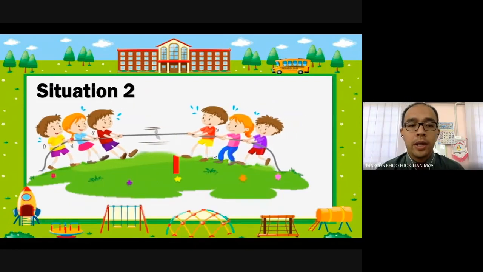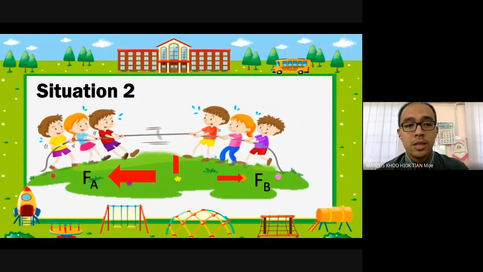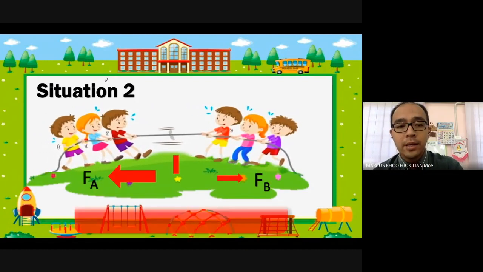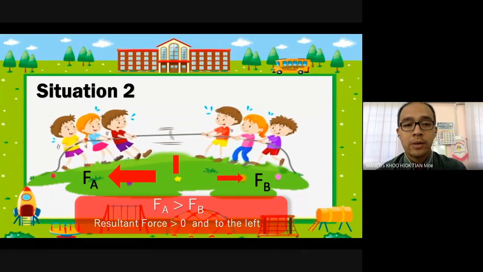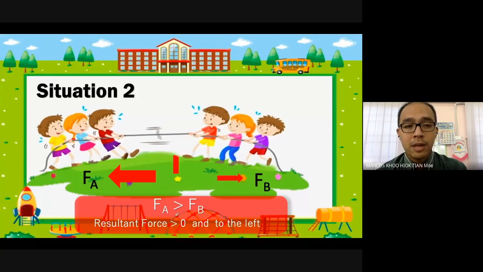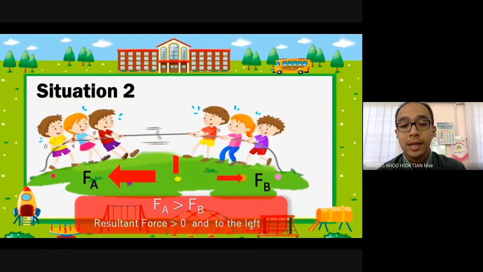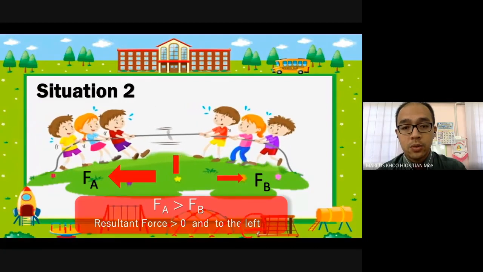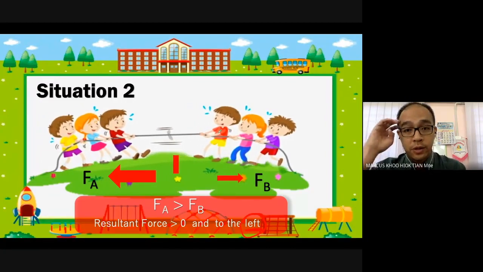Okay, all right. In situation 2, we find that force A is bigger than force B. Look at the arrows. And therefore, the resultant force is more than 0, but it is to the left, since force A is pulling more than force B.